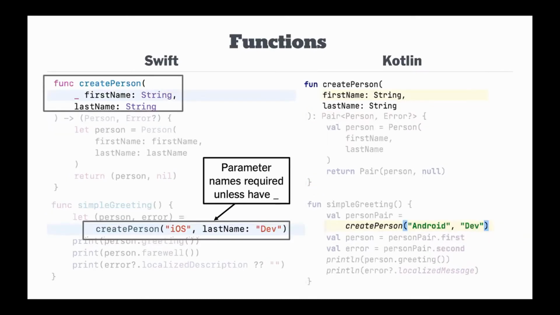Now let's take a look at a difference between parameters with Swift and Kotlin. So as you see here, we have a create person in Swift, and there's an underscore in front of first name. This allows me, when I call create person, to not have to provide the parameter name. So in Swift, parameter names, when you call the function, are required to be typed in unless you have the underscore in the function's declaration. This is very different from Kotlin, in which the parameter name can be provided, but it's actually implied based off of the ordering of that parameter in the function.